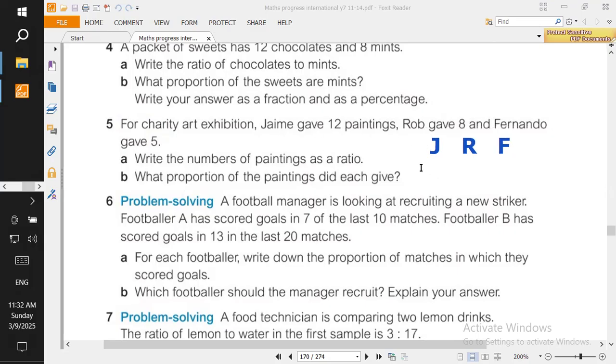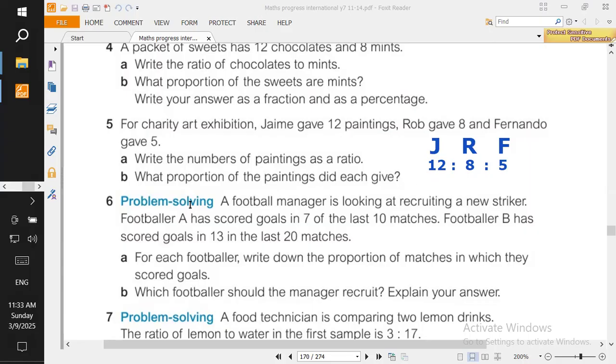James gave 12, so this one will be 12. Okay, let's make it smaller. So James gave 12, Rob gave 8, and Fernando gave 5. So here we have all the ratios written. Let's write the ratio points here and here. Now, this is the ratio. What proportion of the paintings did each give?